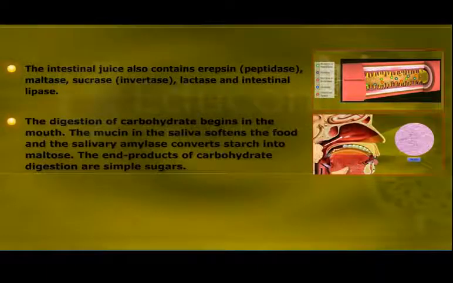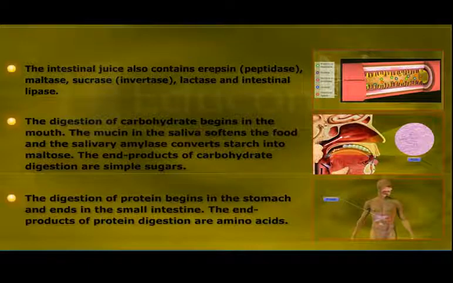The digestion of carbohydrate begins in the mouth. The mucin in the saliva softens the food, and the salivary amylase converts starch into maltose. The end products of carbohydrate digestion are simple sugars. The digestion of protein begins in the stomach and ends in the small intestine. The end products of protein digestion are amino acids.